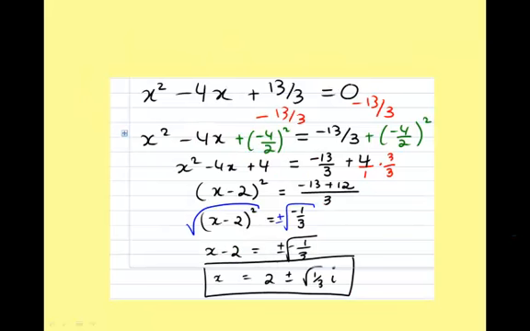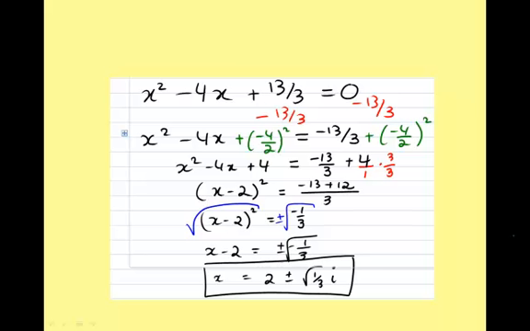If you add 4 to both sides, on the right-hand side you get negative 13 thirds plus 4. Add those fractions, because you have 2 constants. 4 is over 1, so multiply by 3 over 3. So you get negative 13 plus 12, which is negative 1/3. And on the other side, because we got x squared minus 4x plus 4, we get x minus 2 squared.